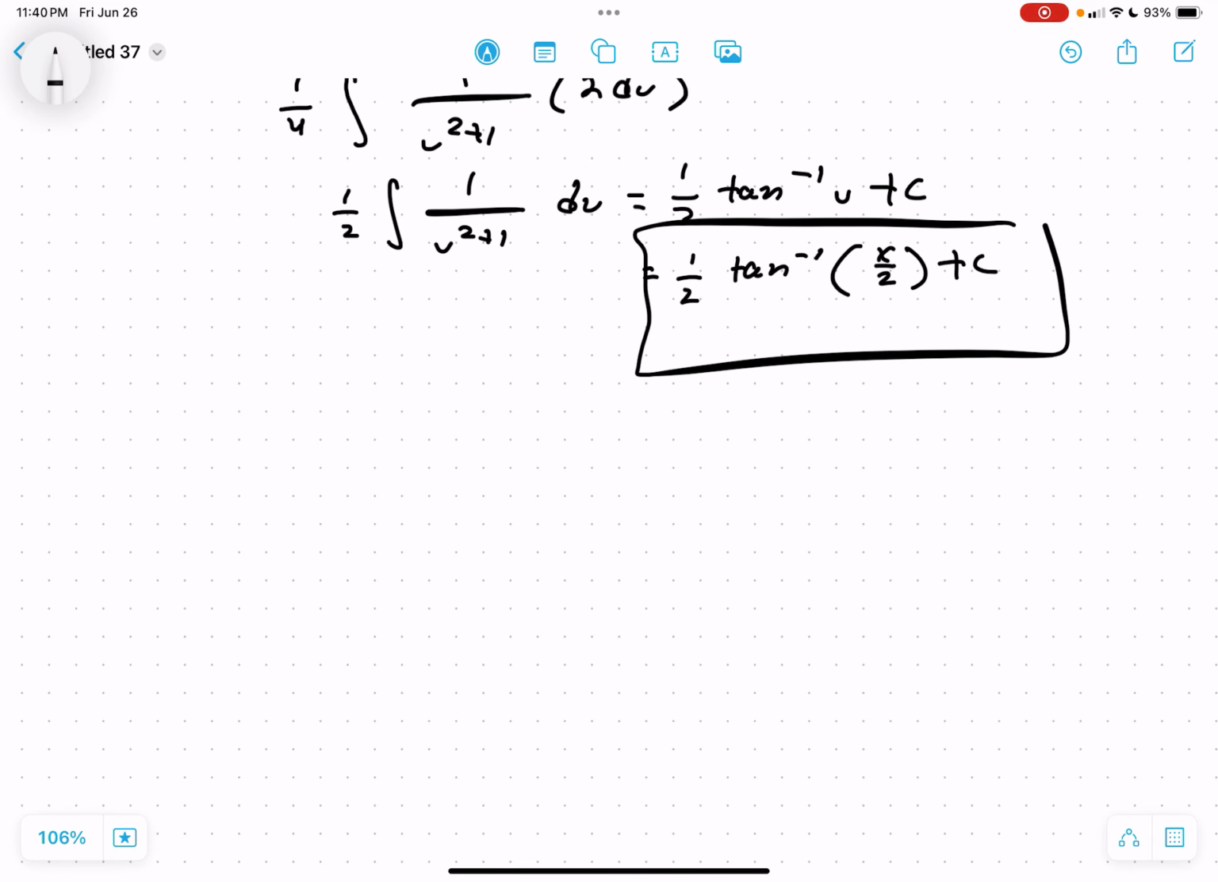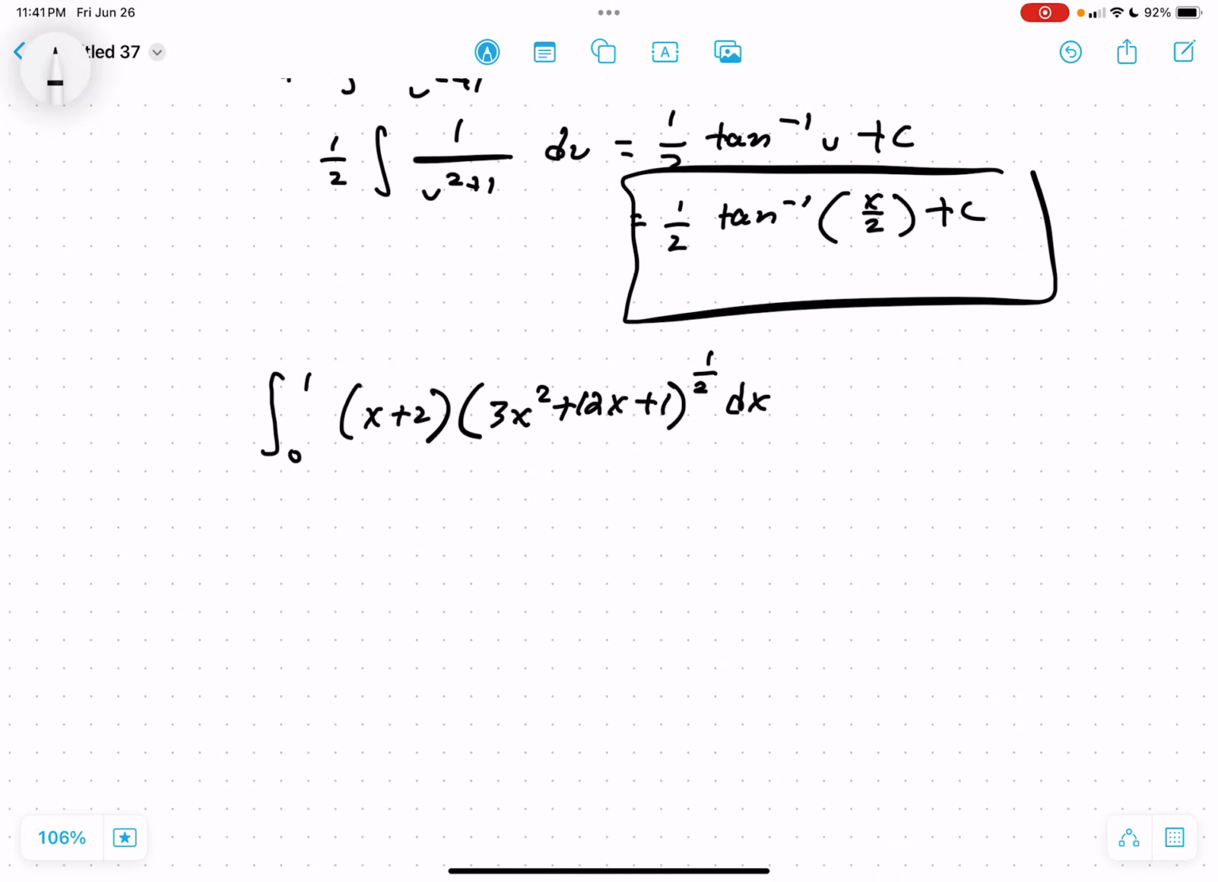So here's another definite integral. The integral from 0 to 1 of x plus 2 times 3x squared plus 12x plus 1 raised to the 1/2 dx.